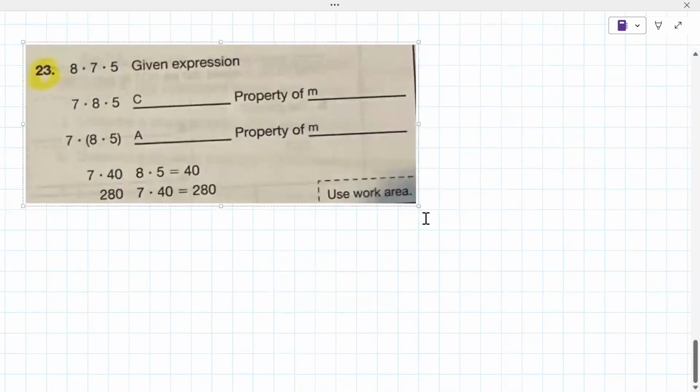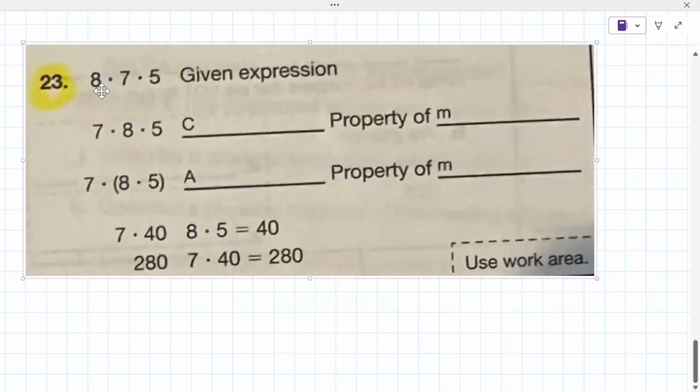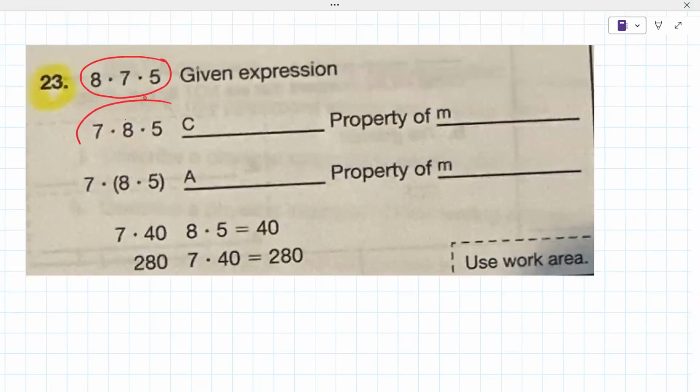All right, given expression 8 times 7 times 5. Okay, so what you're supposed to notice here, and I'm going to highlight, well, let me actually use a different color here. You're supposed to compare this to this. And what do you notice? It's the same three numbers, but what do you notice about the numbers between these two circles? Tell me what you see. What's different about them, or what's the same?